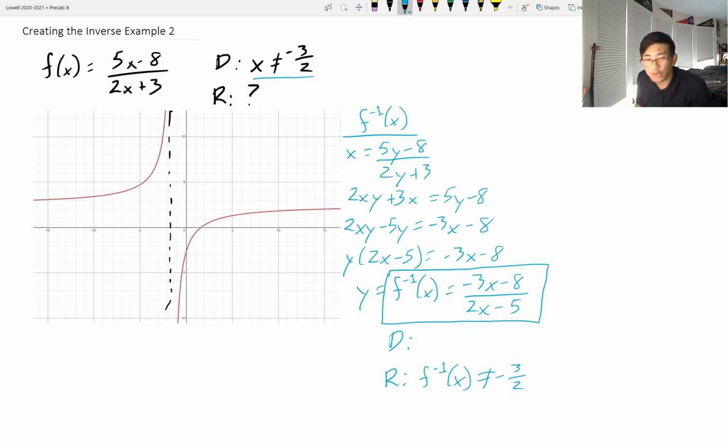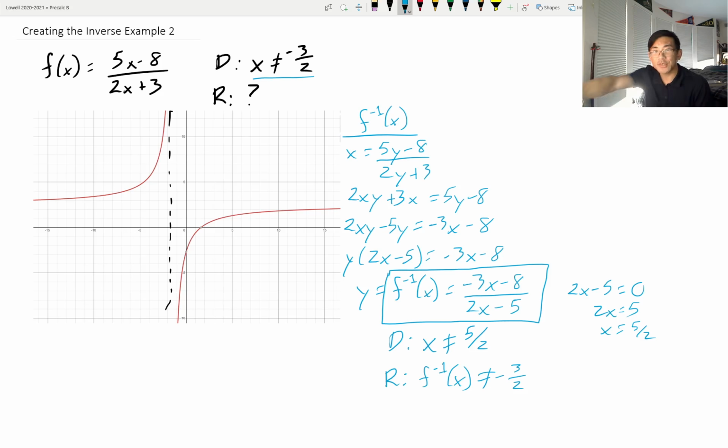What could potentially go wrong in this blue function? You might divide by 0. What's going to cause you to divide by 0? Well, let's just double check here. 2x minus 5 equals 0. 2x equals 5, and so x is going to equal 5 halves. So if you plug in x equals 5 halves to the inverse, you're going to end up dividing by 0. You're going to have an undefined function, and so that value is not in the domain. Sorry, not negative, just positive 5 halves.